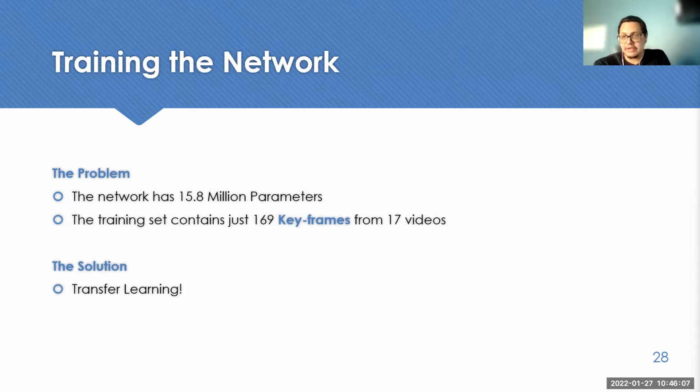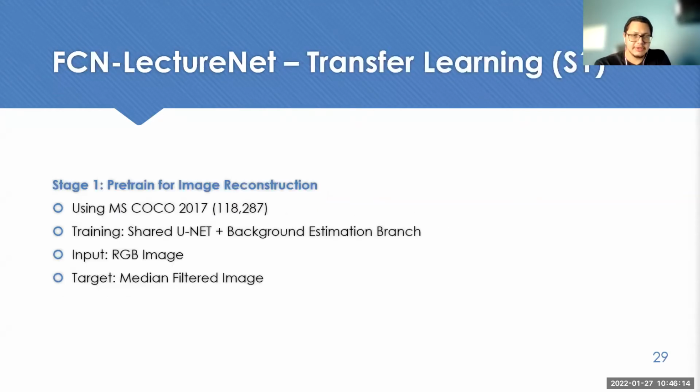So basically, we trained the network on different tasks to try to help it learn enough information to improve on the final task. The first stage of pre-training that we use is based on reconstruction of images. So here we use a bigger dataset, the MS COCO, that has 118,000 images. And we use this to train both the shared UNet part of the architecture plus just the background estimation branch. So the input is an RGB image, and the output is going to be an RGB image that represents the median filter image.